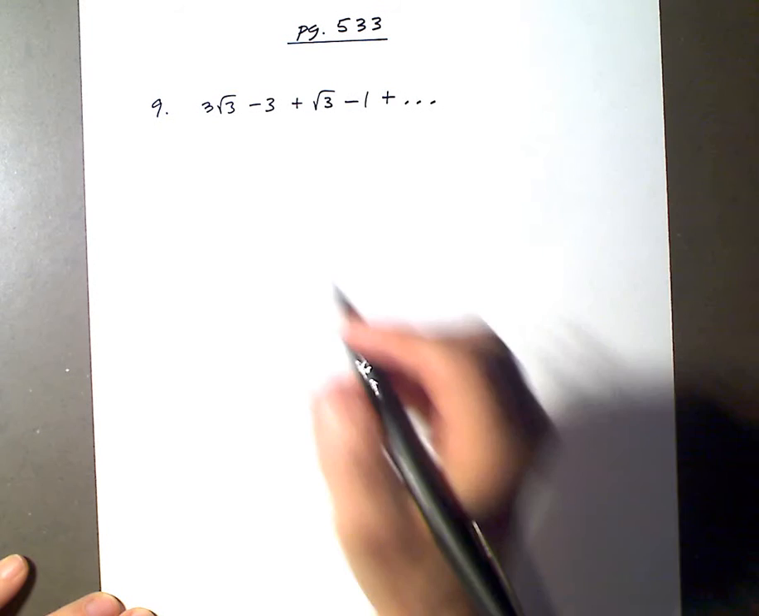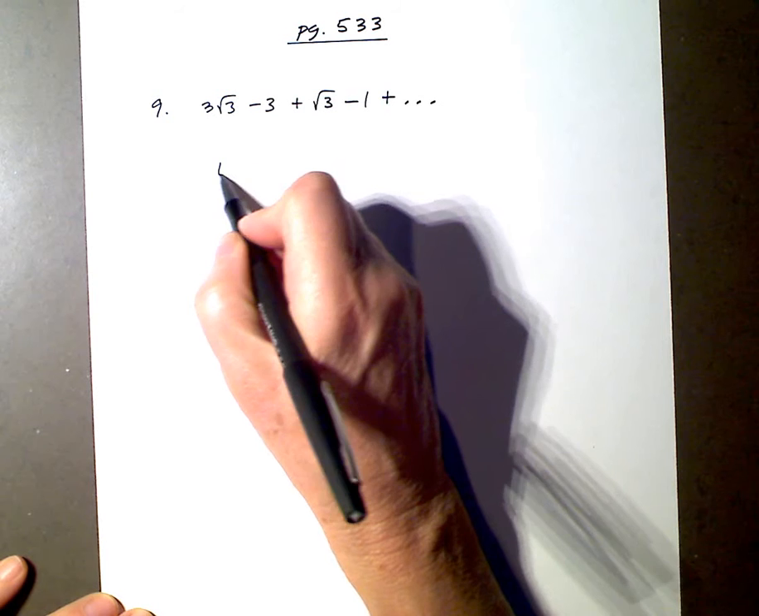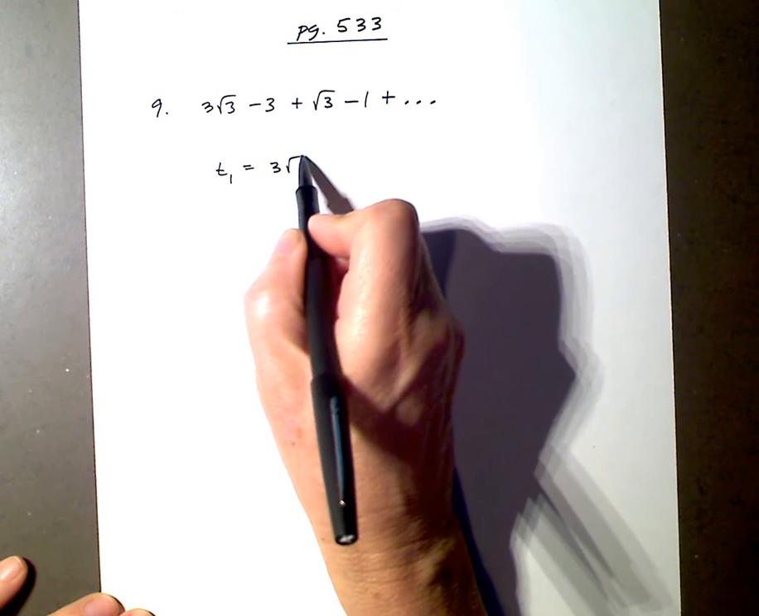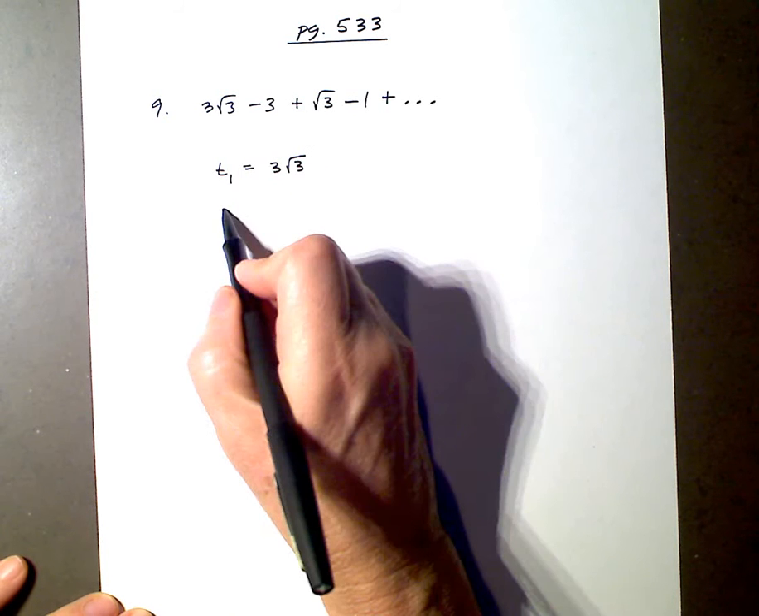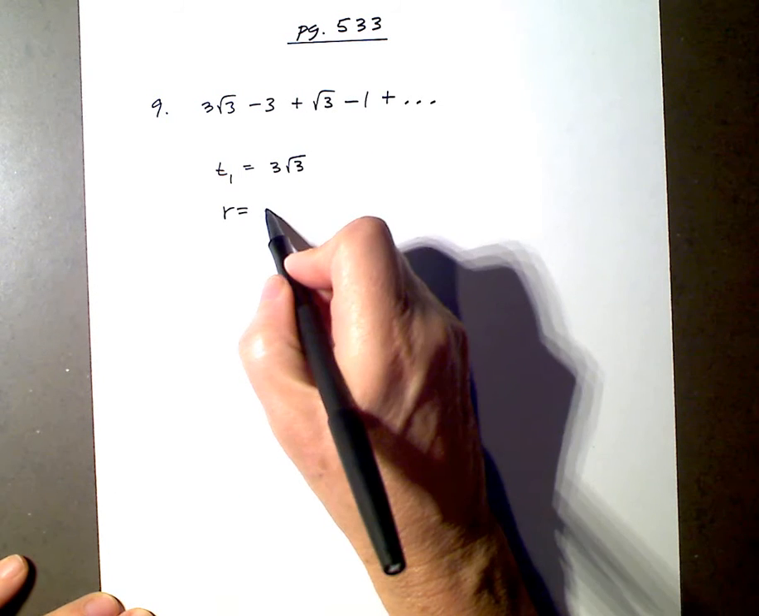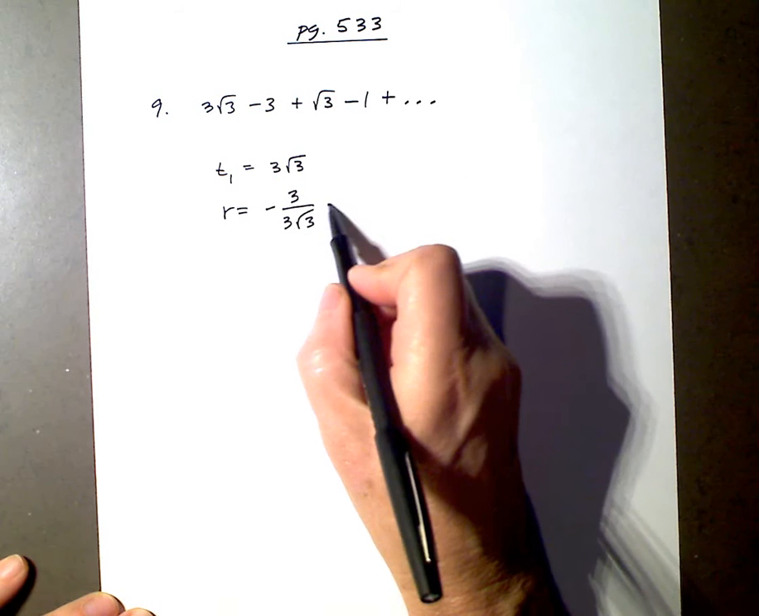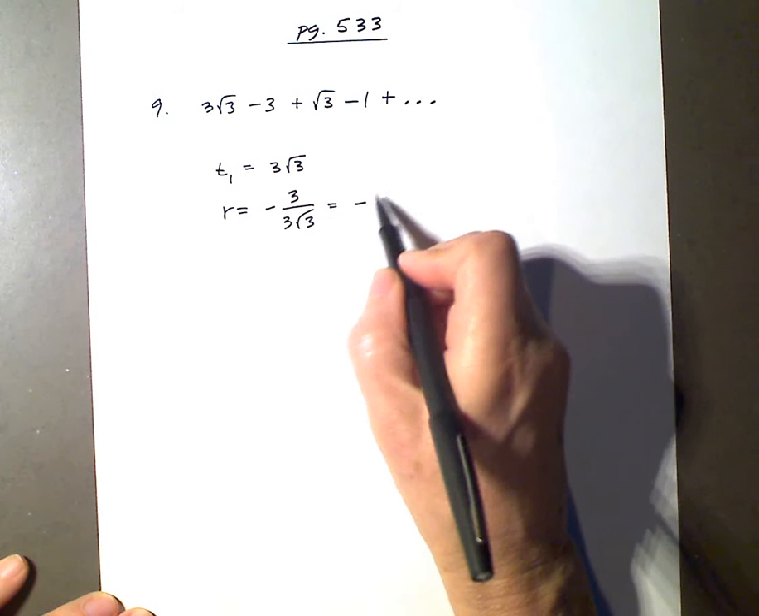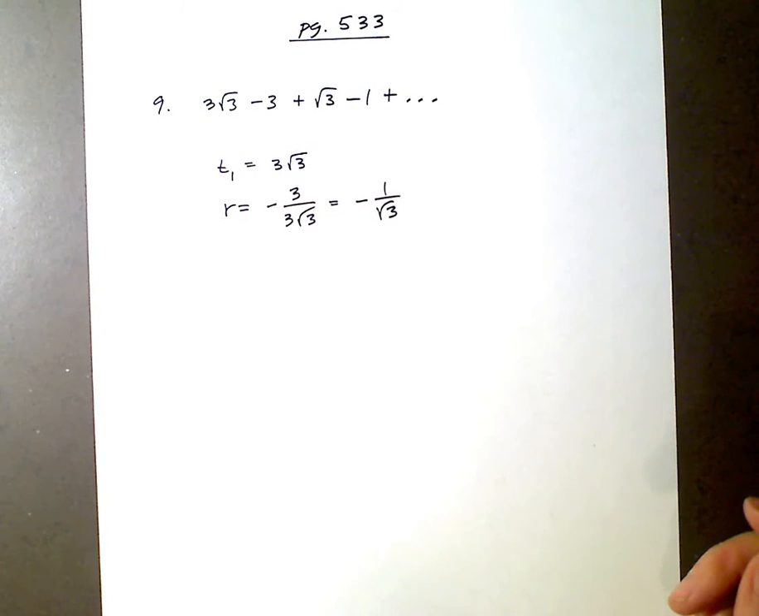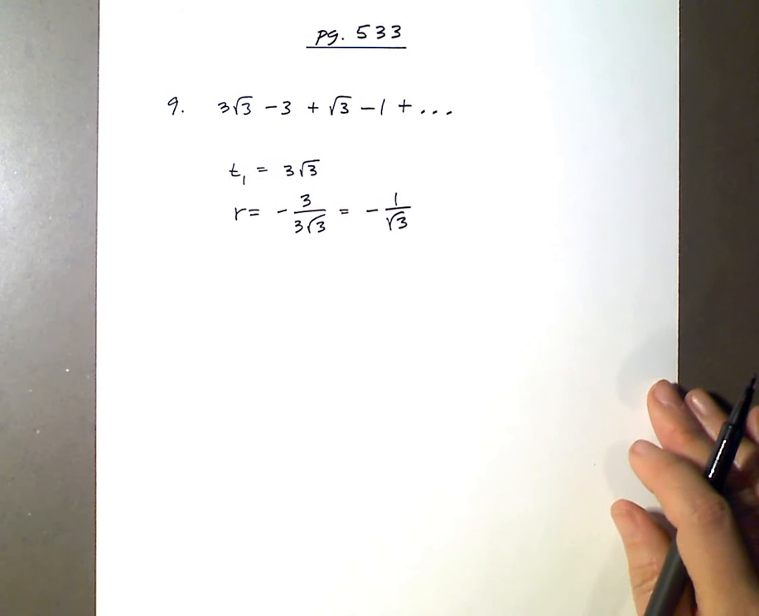Anyway, what we need to know to be able to find the sum is the first term, so that's 3 root 3, and we need to know the common ratio. So I'll just take a value and multiply by the value in front of it. And I'm just going to go ahead and simplify that to negative 1 over the square root of 3. I'm not going to rationalize it yet because there are a lot of different orders you can do some of these steps in, and I'll save that till later.